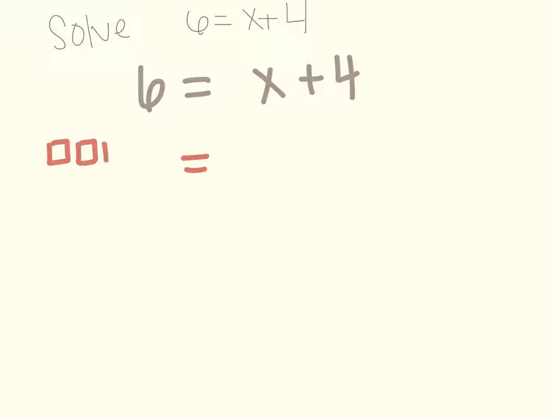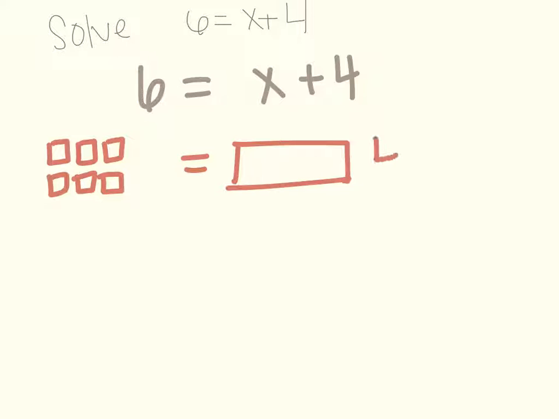All we have to do is make sure that we still balance it equally. 1, 2, 3, 4, 5, 6 tiles. On this side we have x and 4 tiles: 1, 2, 3, 4. Think to yourself, what do I need to do to have my x tile all by itself? Well, I've got to get rid of these 4 tiles. But if I remove 4 from this side, I remove 4 from this side. So let's get out our little marker here. 1, 2, 3, 4. 1, 2, 3, 4 tiles removed.